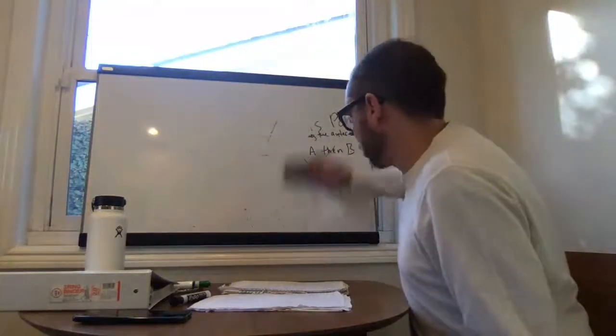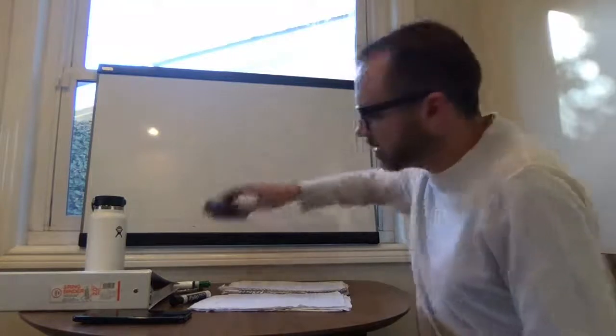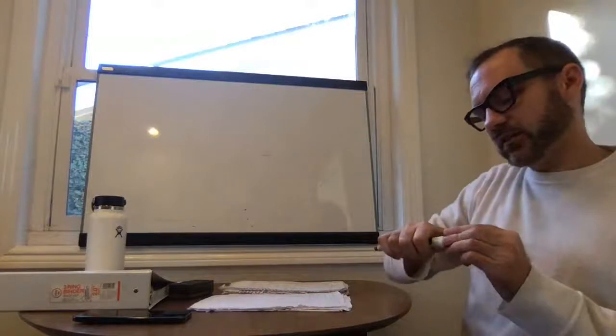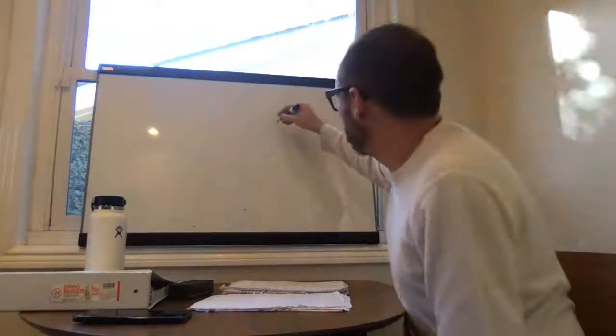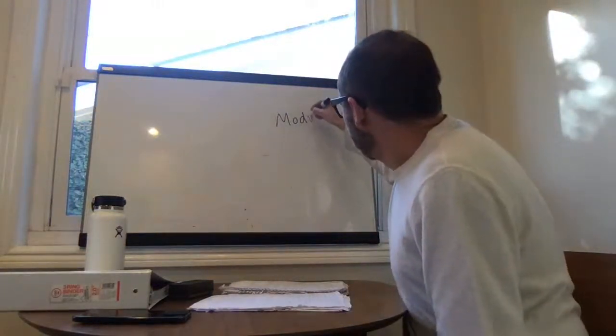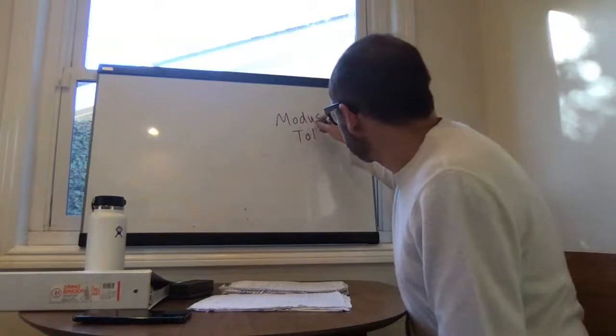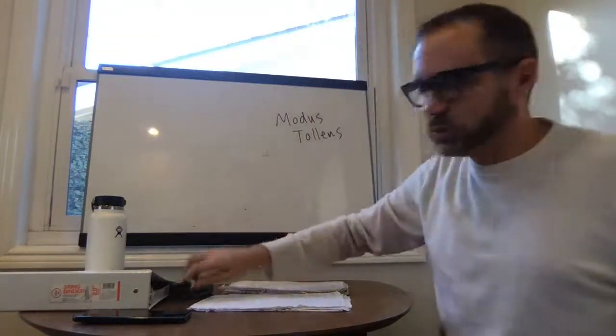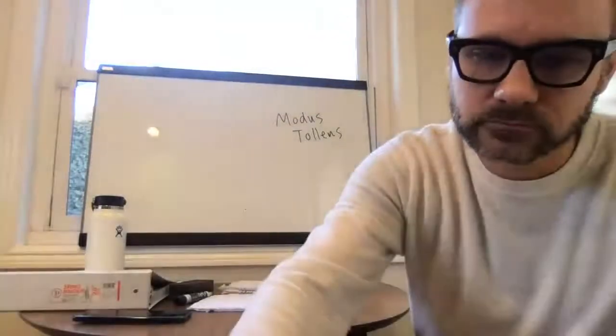Okay. Now, the next of our hypothetical syllogisms, because remember I told you there's three, it's kind of like the sibling of Modus Ponens, and it's known as Modus Tollens.